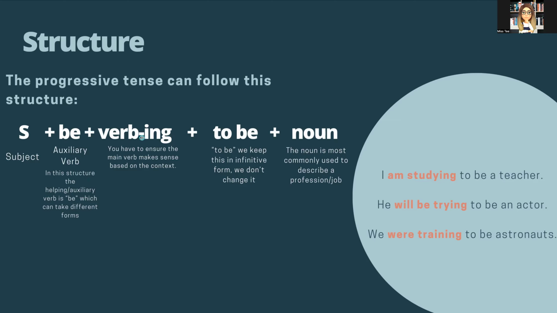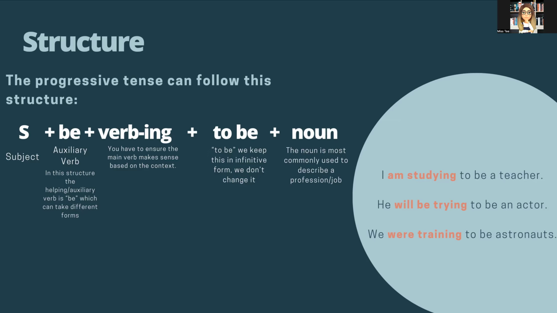Now we have verb ing. So it's going to be similar to before, not the exact same, and I'll tell you why in a second. And after that, you have to be, and we always keep it to be. This one we never ever change. Never change in this structure. You're always going to keep it to be in the infinitive form. Plus a noun, and this noun is most commonly used to describe a profession or job. So not even a type of person, but a profession or job.